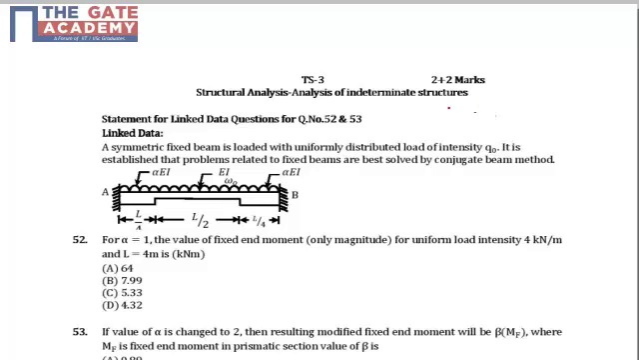Dear students, the following difficult looking question is a 2 plus 2 mark question from the linked data topic of analysis of indeterminate structure, where a fixed beam is given and some statement is made that is universally known, that such problems are best solved by the conjugate beam method, but this question can be solved without using any method if your logics are sharp enough.